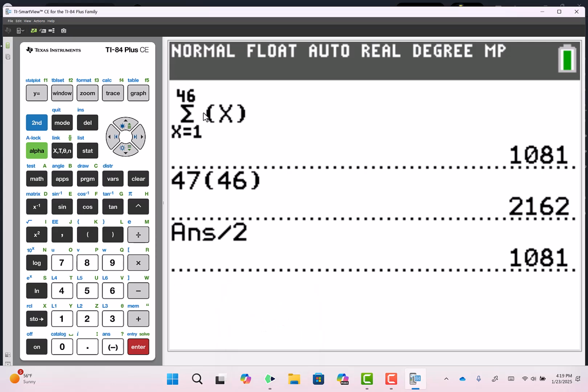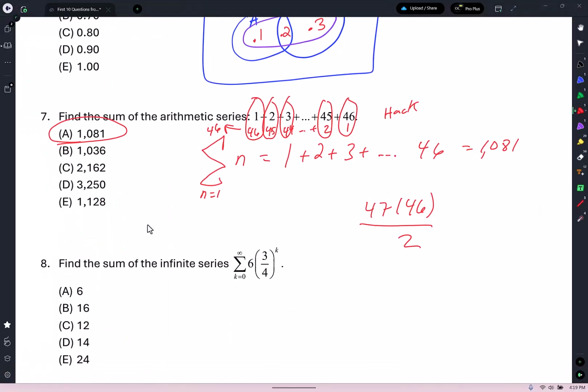And there it is, guys. But now you're learning how to use the calculator, the advanced features. Isn't that cool? So you don't have to do it that way. Just use the calculator with the summation. How do we feel? Okay.